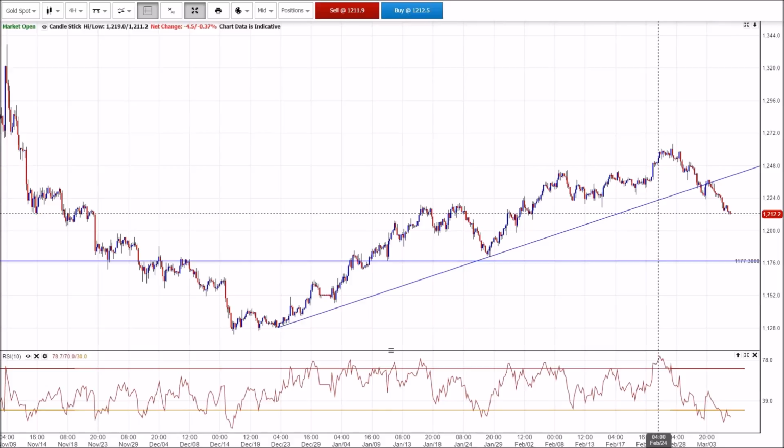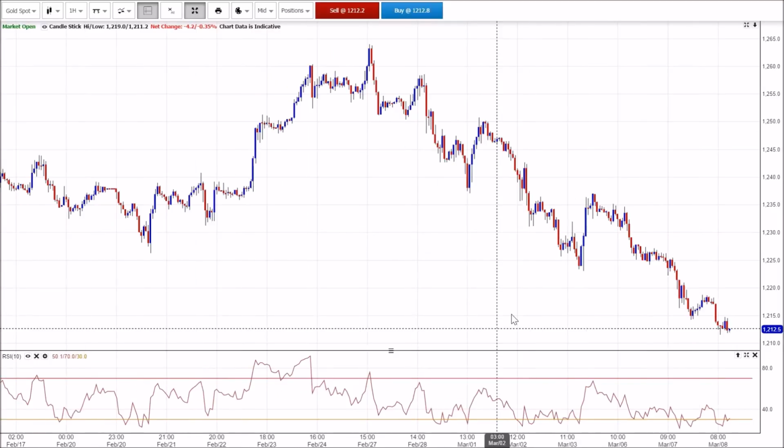But personally, I'd be looking for a snapback in the price of gold and a move back up to test these highs. But at the moment, it's a market that is undeniably weak. We're looking at the 4-hour candle here and the 4-hour RSI. Let's flip it over to an hour and see if the RSI is giving us anything.